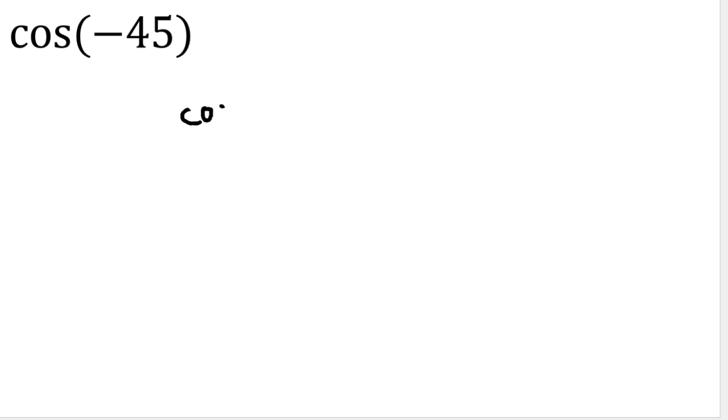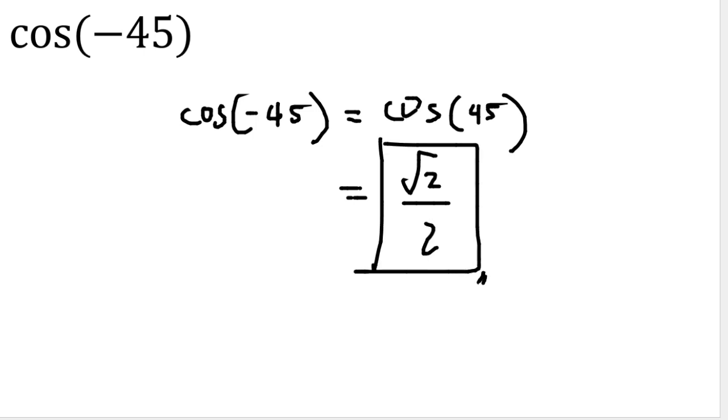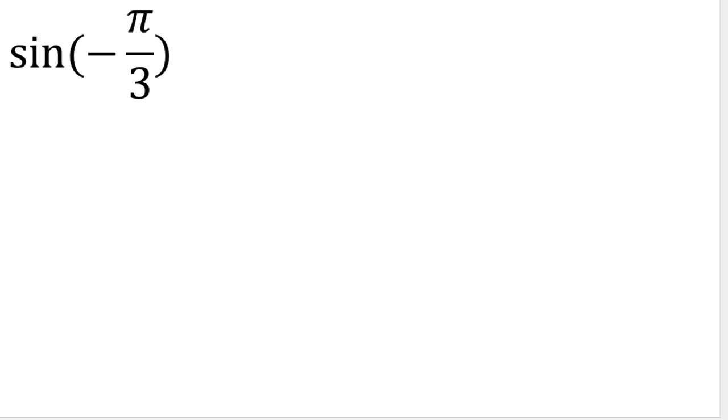Now let's try this one. Cosine of negative 45, what is its value? So we can just get rid of the negative sign. So they are the same. We already know what cosine of 45 degrees is. It's going to be root 2 over 2. So pretty easy with this information.